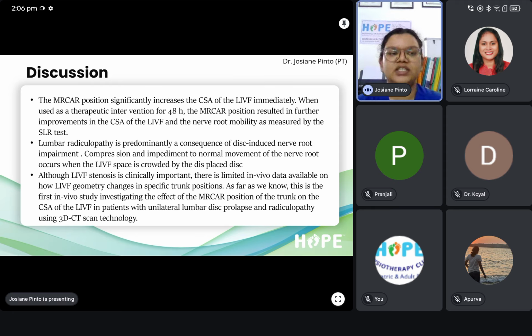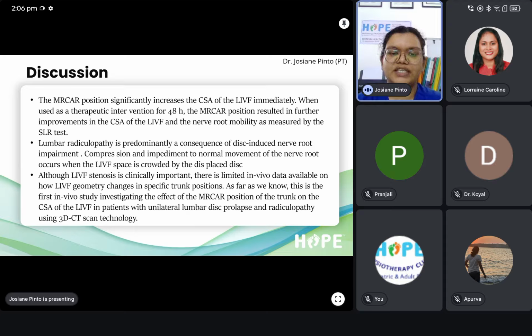Now the discussion. The MRCAR position significantly increases the cross-section area of the lumbar intervertebral foramen immediately when used as a therapeutic intervention for 48 hours. The MRCAR position resulted in further improvements in the cross-section area of the LIVF and the nerve root mobility as measured by the SLR test.